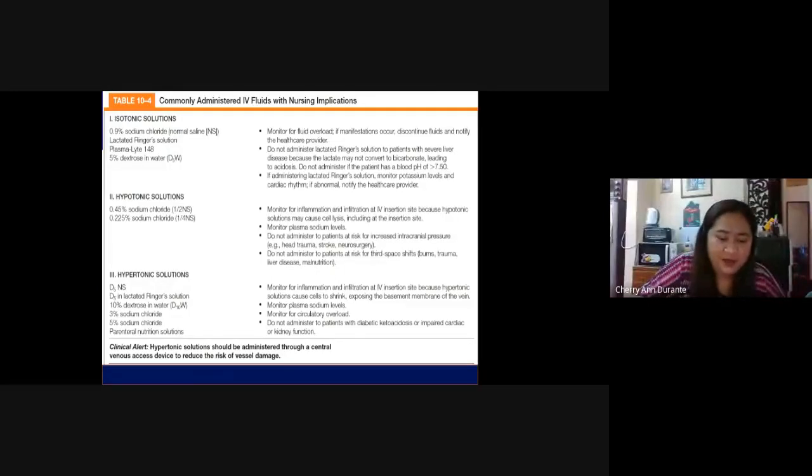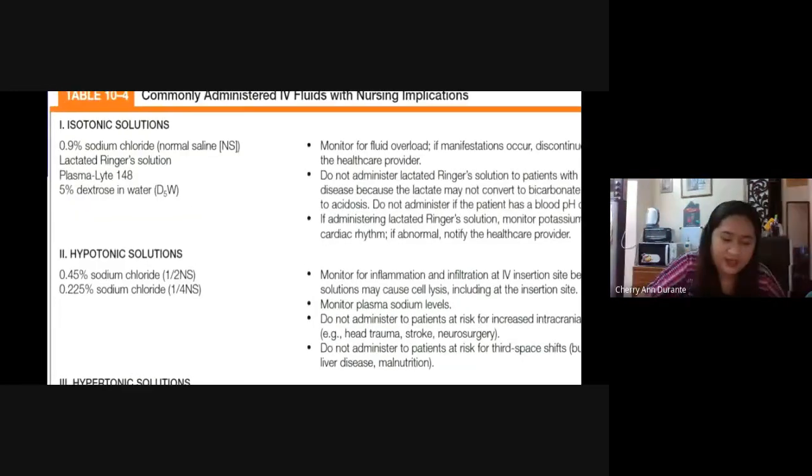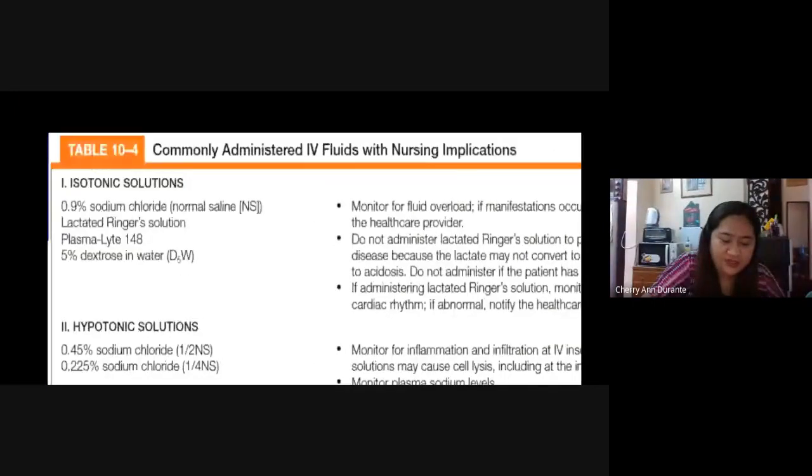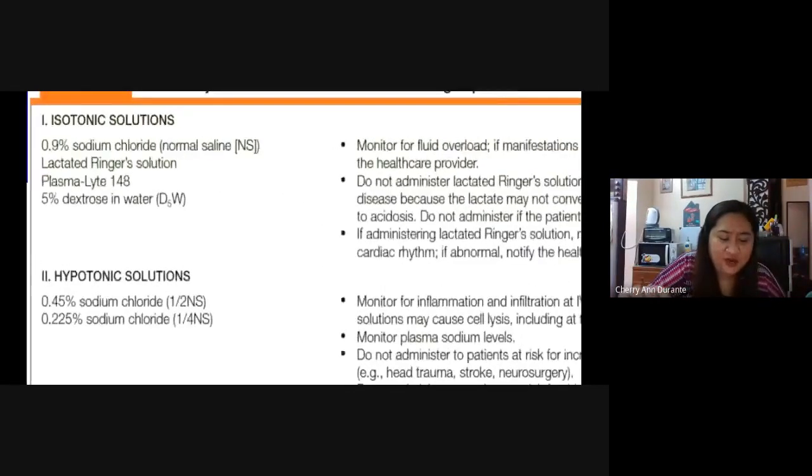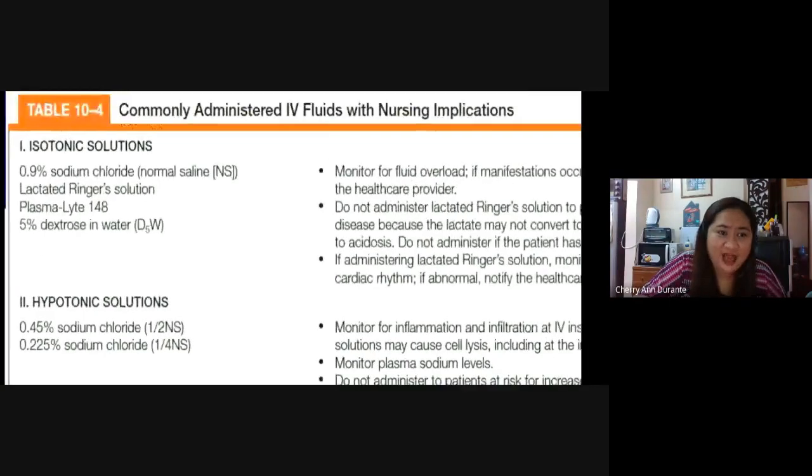So these are the common administered IV fluids: isotonic, hypertonic. Let's look first at your isotonic solution. Ang most common is your plain NSS. Your plain NS solution will be your normal saline. That's 0.9% sodium chloride. That's isotonic. Your plain LRS solution, lactated ringer solution, is also isotonic in nature.